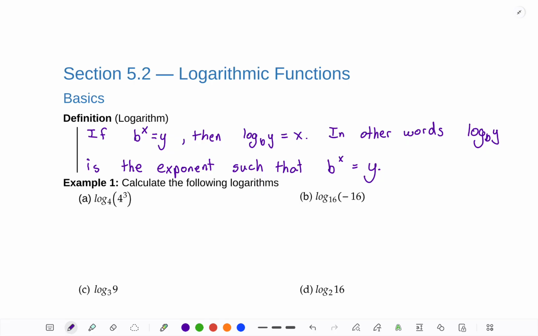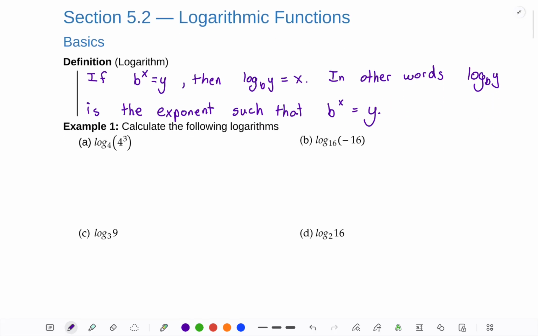So example 1, calculate the following logarithms. Log base 4 of 4 cubed. So 4 to what power is 4 cubed? Well, 3, because 4 cubed equals 4 cubed. This is a property we'll write later on in the notes, but it's also called the cancellation properties. Logarithms cancel out the base of an exponential.